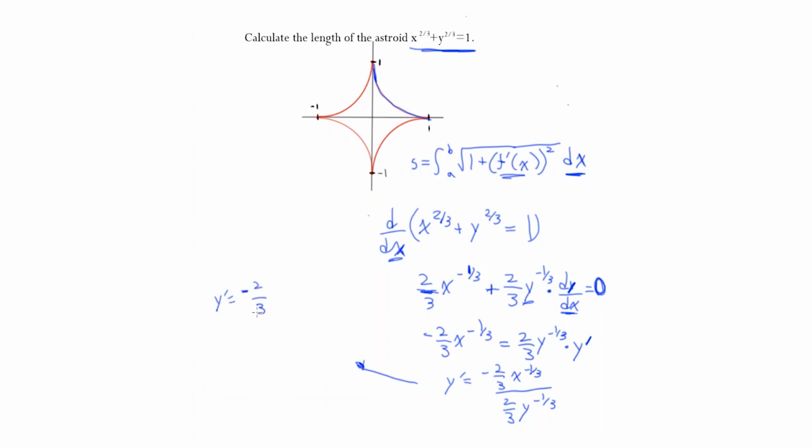Rewriting this, the 2's will cancel out, the 3's will cancel out, leaving us with only y to the 1/3 over x to the 1/3. And I can't forget the negative sign. Okay, and so that's our y prime. Now it's time to plug it back into the equation.